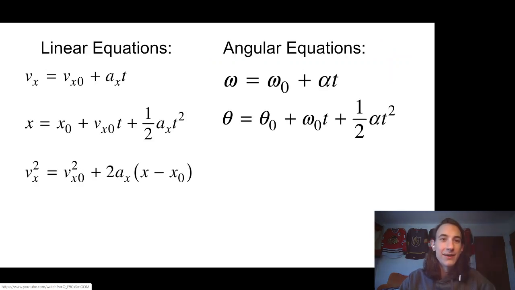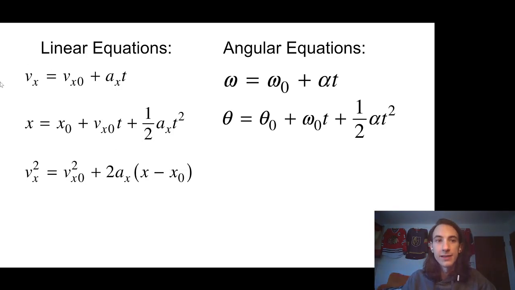But yeah, so then we have our linear equations that we're used to, telling us if we're accelerating, how does our velocity change over some amount of time? Or how does our position change over time? We're really used to using those equations. We have the same exact equations for angular motion. All we have to do is take our linear variables and replace them with the angular equivalent.